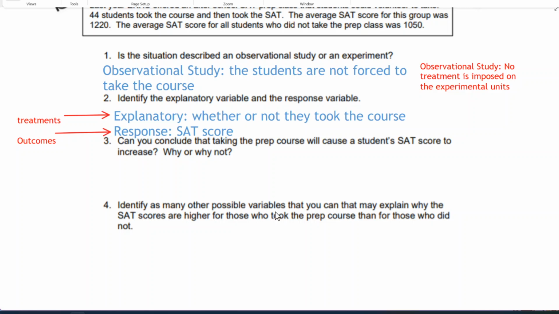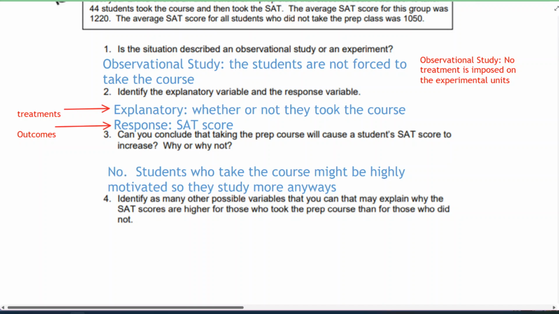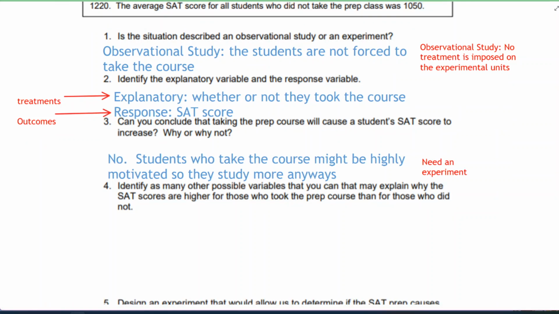and the reason why is maybe this is just a correlation. Perhaps the students who are highly motivated are going to take the course and they would have scored higher anyways. Again, there is a correlation between taking the course and higher SAT scores, but that doesn't mean that it is a cause and effect relationship. In order to show cause and effect relationships, we need to have an experiment. I think that's enough said about that.